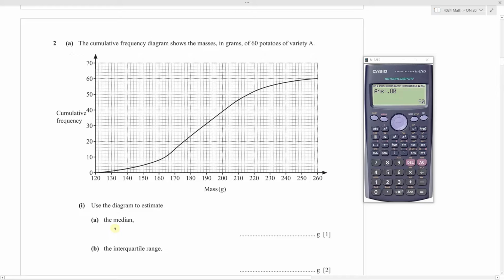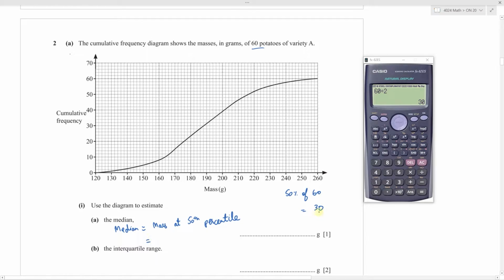So the median value will be the mass at the 50th percentile. So what is the 50th percentile? There are a total of 60 potatoes, and you can see as well the cumulative frequency graph goes up to 60. So 50% of 60 will be your 50th percentile, which is 60 divided by 2, which is 30.